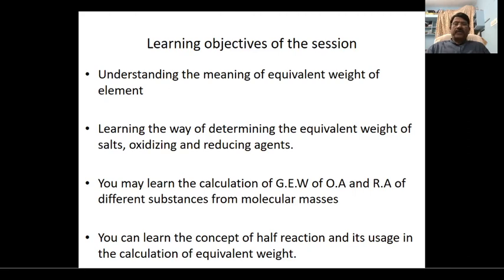Learning objectives of the session. Understanding the meaning of equivalent weight of element. Learning the way of determining the equivalent weight of salts, oxidizing agents and reducing agents. You may learn how to calculate gram equivalent weight of oxidizing agent and reducing agent of different substances from molecular masses. Finally, you can also learn the concept of half reaction and its usage in the calculation of equivalent weight.